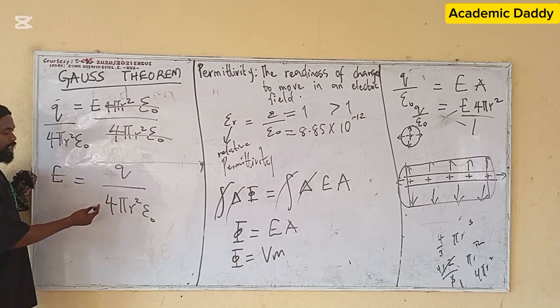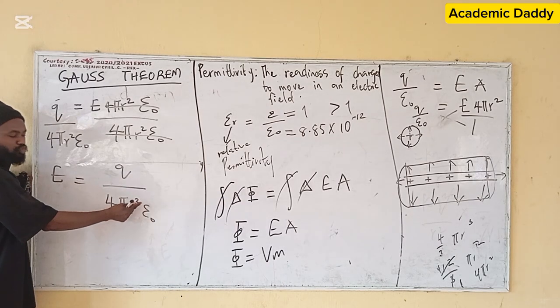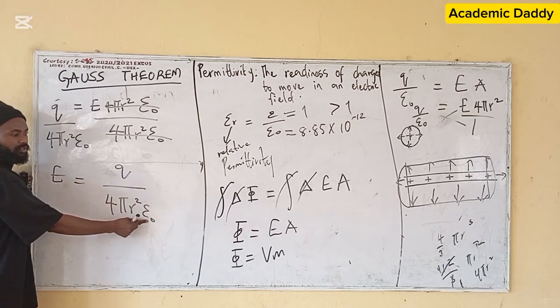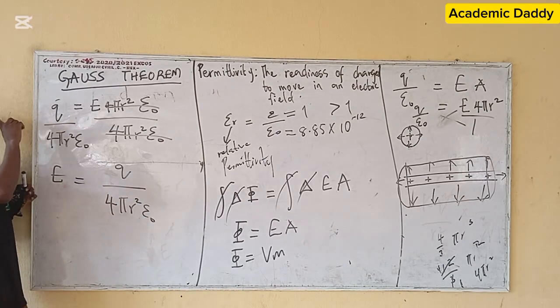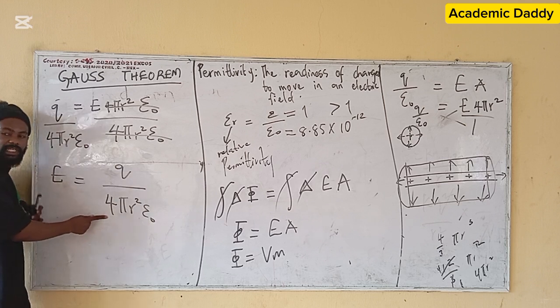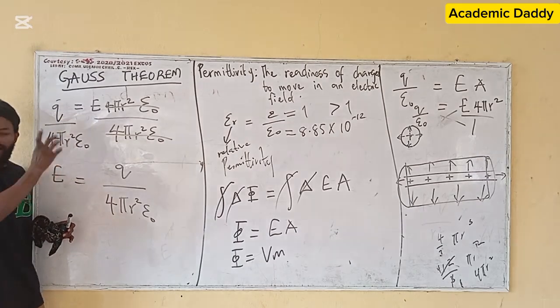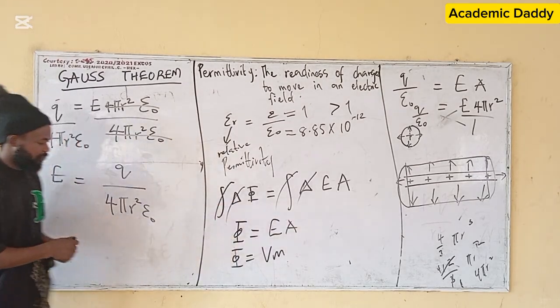So you see that I've gotten that electric field, or electric field strength, electric field intensity, is equal to Q over 4 pi r squared epsilon naught. Are you seeing it? Now there's something I will still teach you when we go back to electrostatics. When we go back to electrostatics, I will still teach you something. I did not start this class with electrostatics because I want you to grab this Gauss theorem. But we are going back to do all those things.